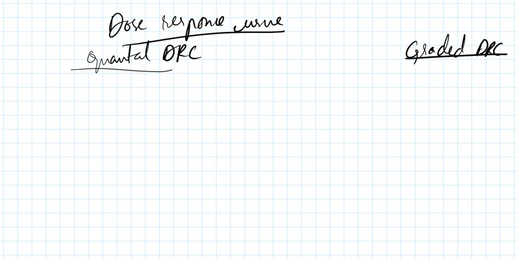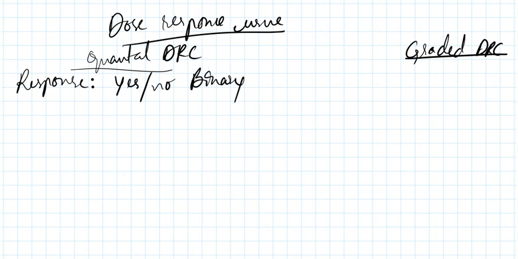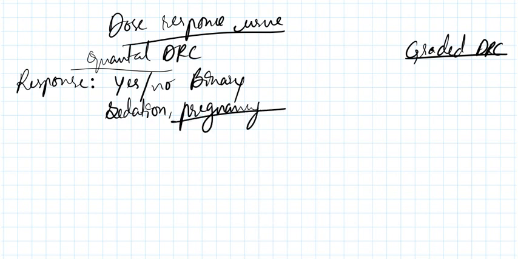See, I don't make it complicated, I will just make it simple. Quantal means simply yes or no. It is just a binary decision. That means whether it has given the sedation or not, whether the patient has secured pregnancy or not. So that sort of response is defined as quantal dose response curve. It has only two options, either yes or no.